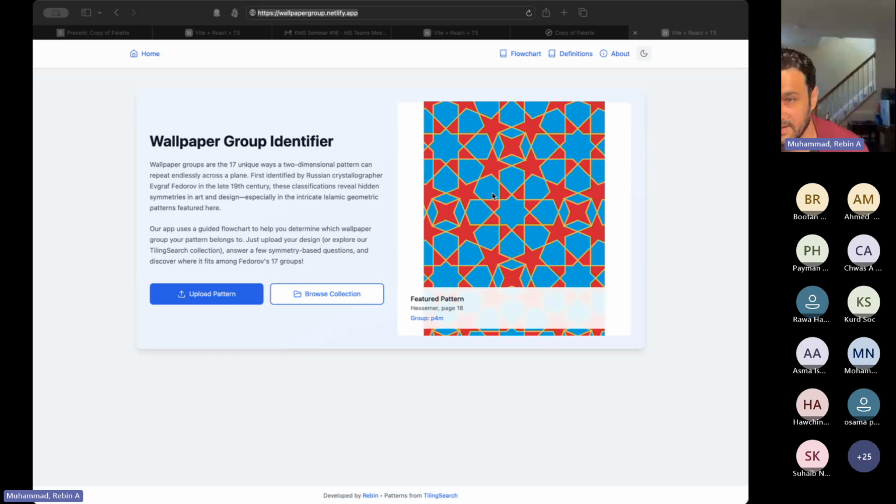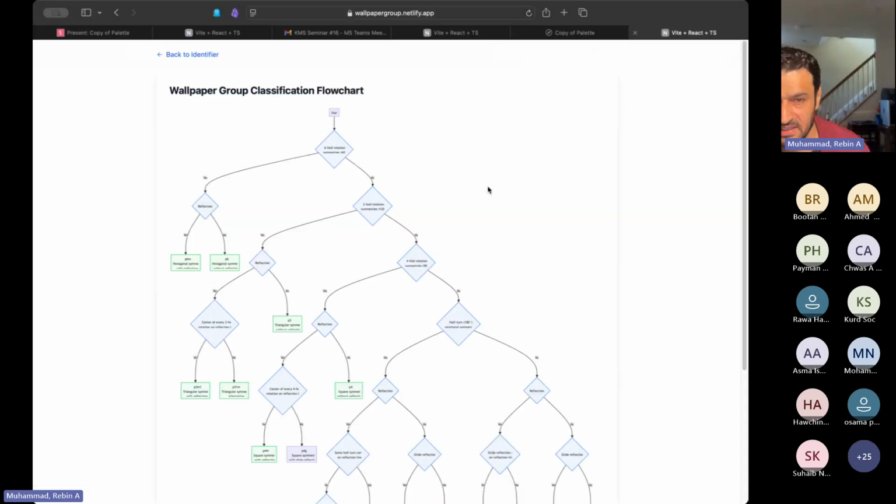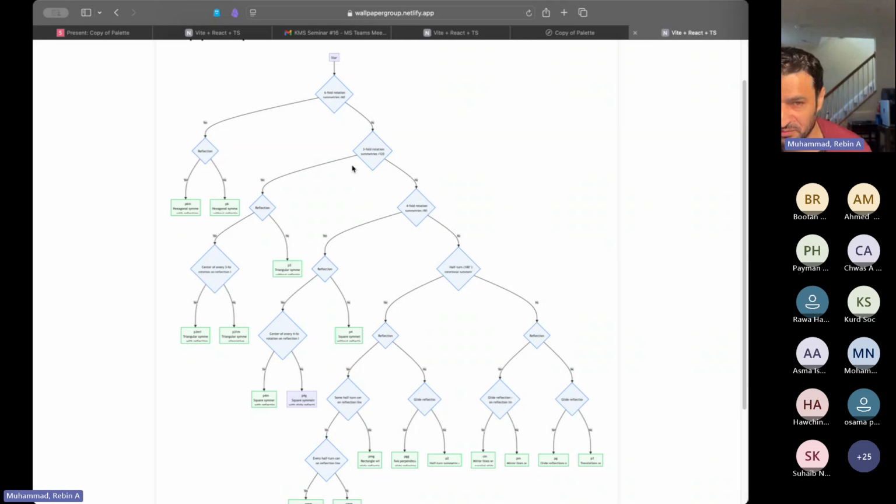So I built this website, and if you click on the flowchart, you can see how we classify wallpaper groups. The first question you ask is whether the wallpaper group has 6-fold rotation: if I rotate it by 60 degrees around a certain point, the pattern will still be the same. If yes, then you come here and so on. After you answer the questions related to your pattern, you should be able to figure out what kind of wallpaper group you have.